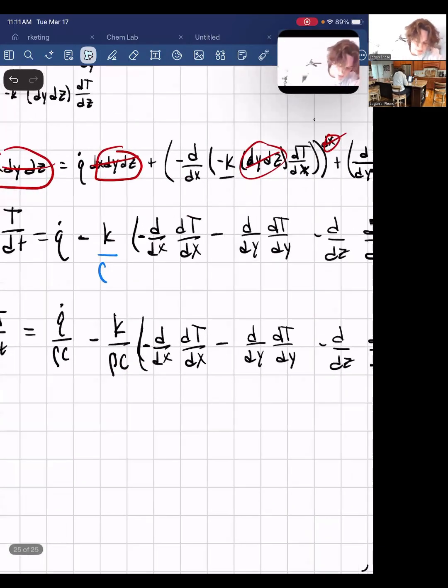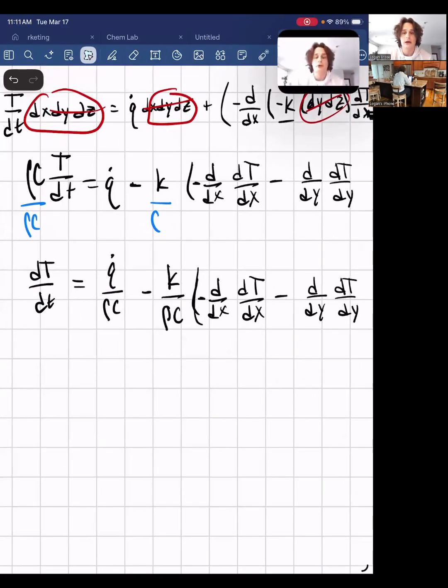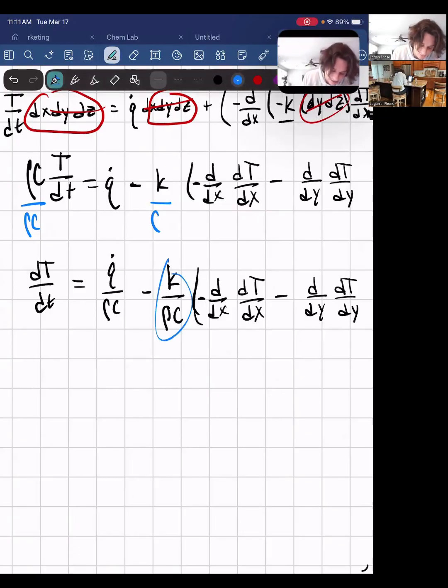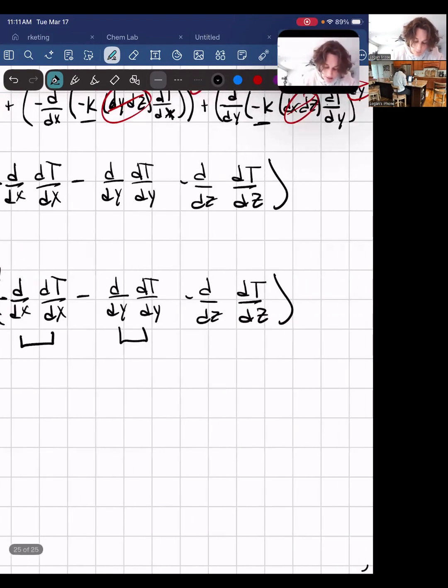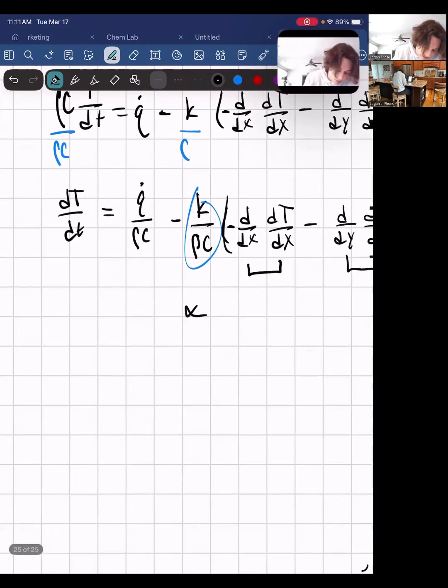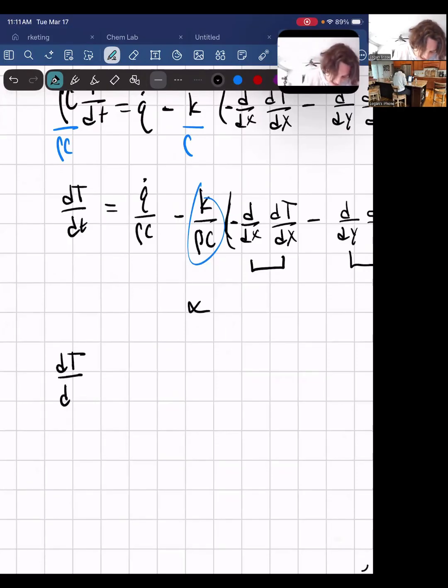Right? So we have this. Now, if we remember from the first homework and our lectures, we know that this K over rho C, that's our thermal diffusivity, right? So overall, that will simplify that down. And then we can notice that each of these will be second derivatives, right? So we can get to our final equation of dT/dt equals our thermal diffusivity times our second derivative of temperature with respect to x.